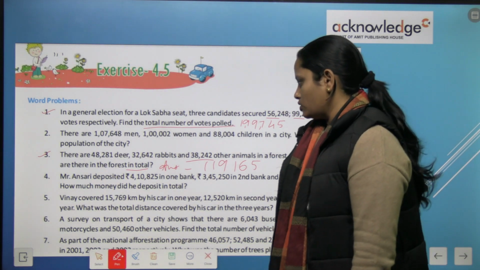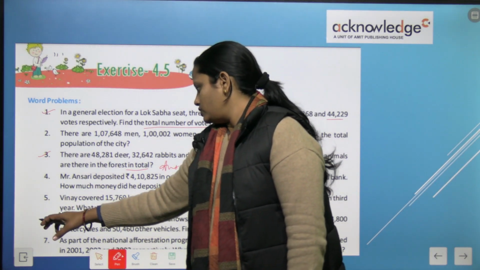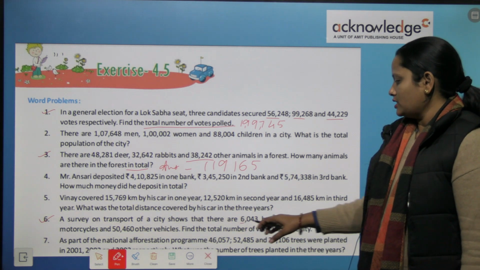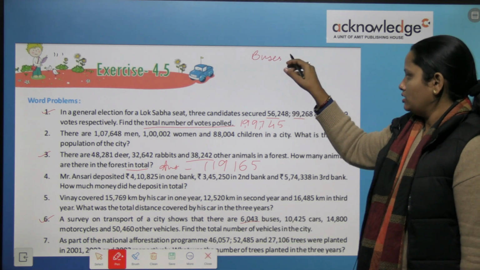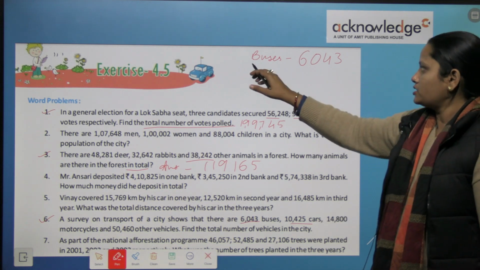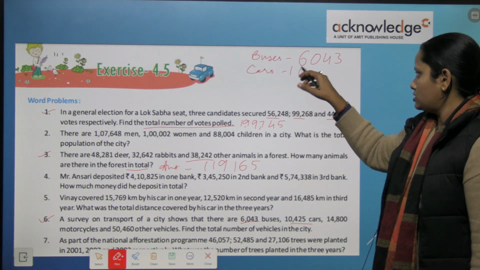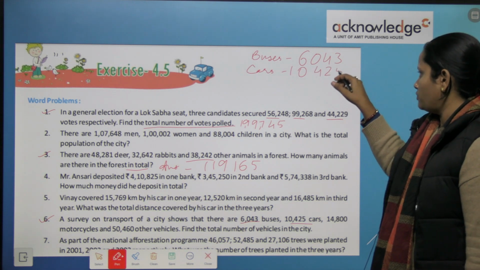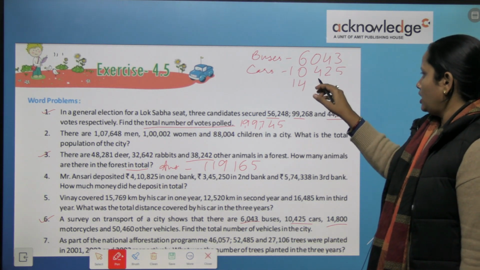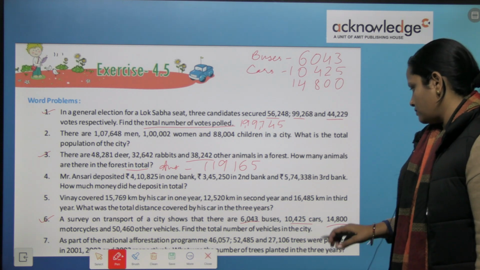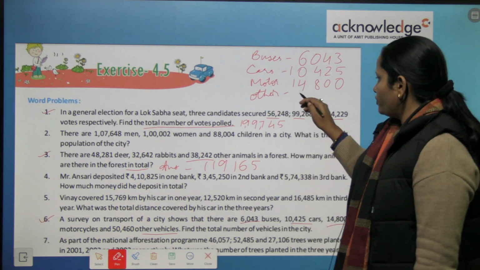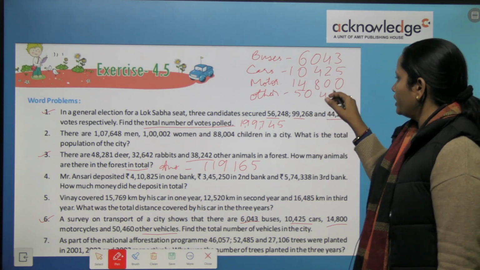Let's do the next question, question number 6. A survey on transport of a city shows that there are these many buses. So buses are 6,043. Another, these many cars. Cars are 10,425. These many motorcycles. So 14,800 motorcycles. And other vehicles are 50,460.